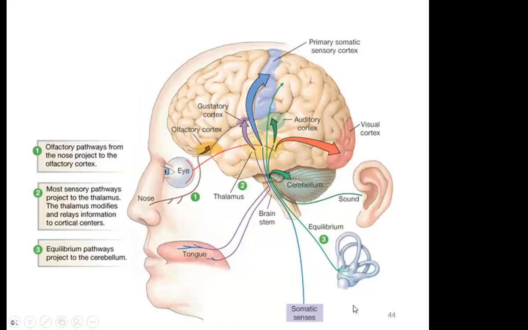Here's one that's a little bit more detailed. So you can actually see from the nose, the labeled line headed towards the olfactory cortex. Or from the tongue, we've got the labeled line headed towards the gustatory cortex. If it's coming from here, we need it to end up here, okay? Or let's say if it's coming from here, we want it to end up here. So where in the brain the information ends up is all incredibly important.